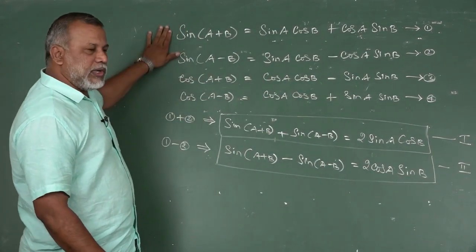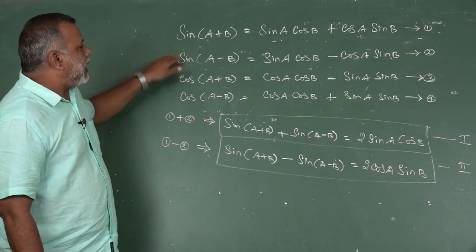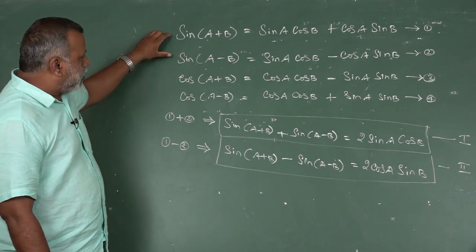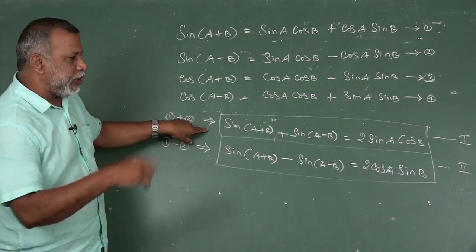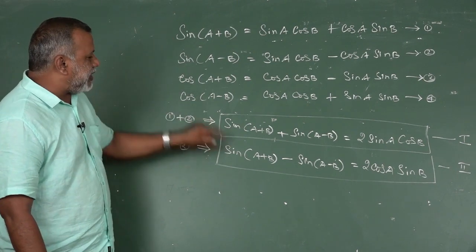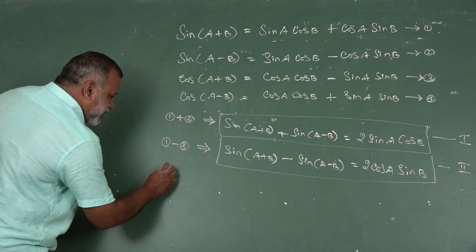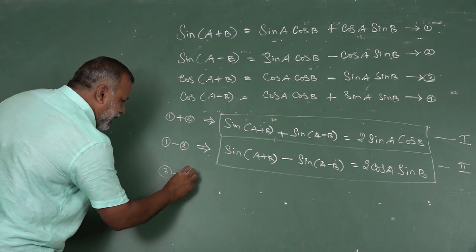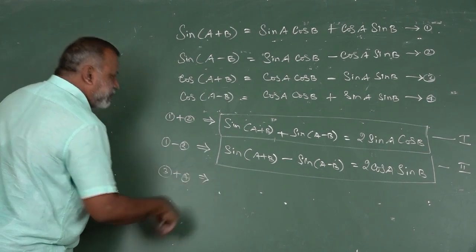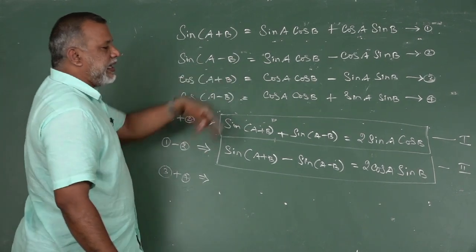Already we worked out all these four formulas and proved them also. Now adding 1 and 2, we are getting a new result. Then subtracting 1 and 2, we are getting one more result. In the same way, see, the third equation adding with the fourth equation. 3 and 4 are adding.